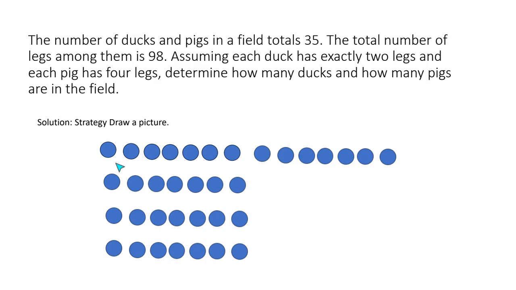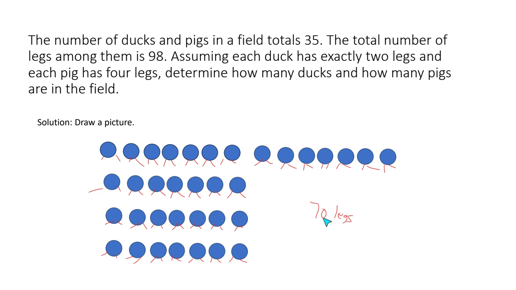So these are my animals, right? There's 35 animals, so I drew 35 circles. Now, what do the pig and the duck have in common, how many legs? Well, they each have at least two legs, right? So I'm going to draw 2 legs on all my animals here. If I draw 2 legs on each of these, then I have 70 legs, okay?